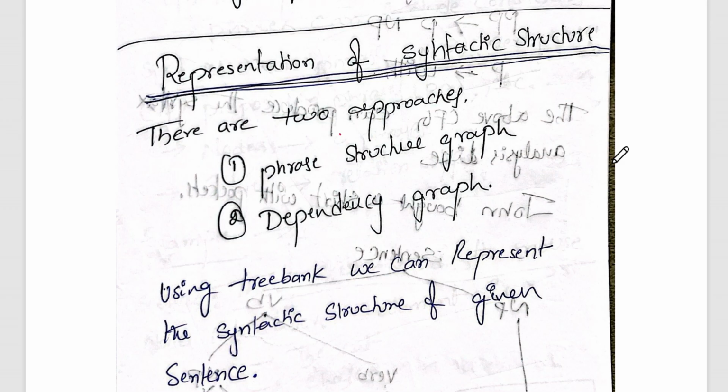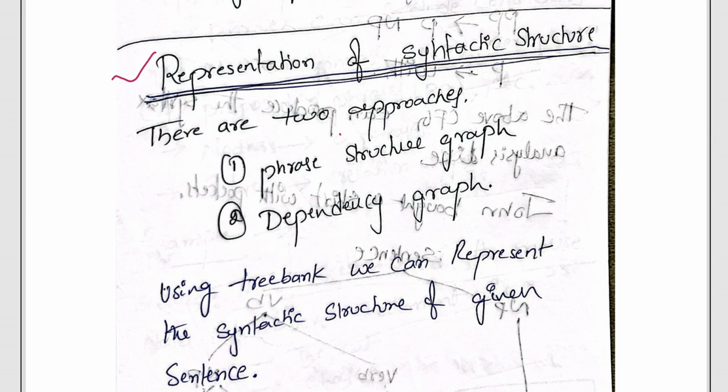Today's lecture is representation of syntactic structure. In the last lecture, we completed how to construct syntax trees with complementizer and without complementizer. Now we are going to discuss the representation of syntactic structures. Here, two approaches are used. The first one is phrase structure graph and the second one is dependency graph.